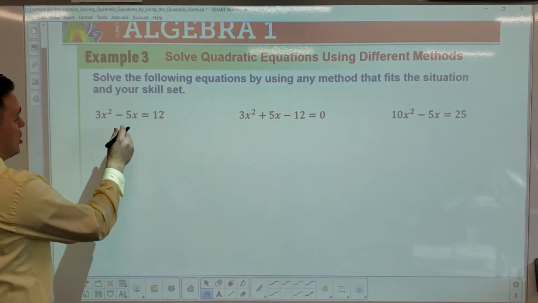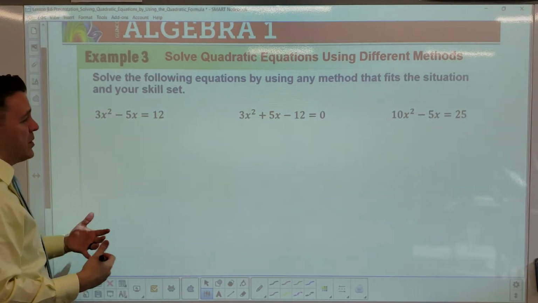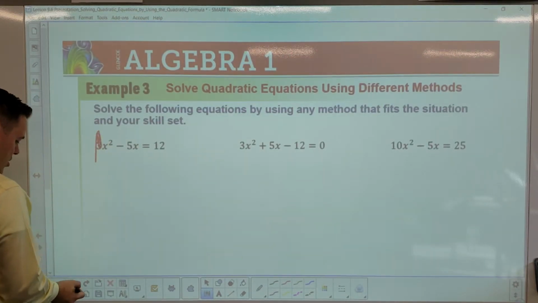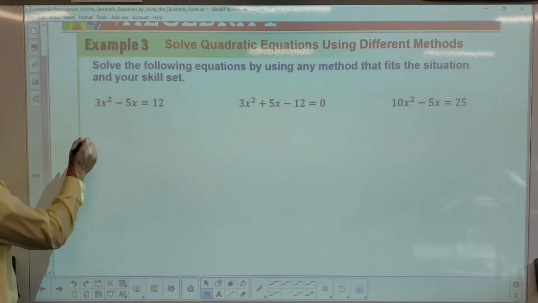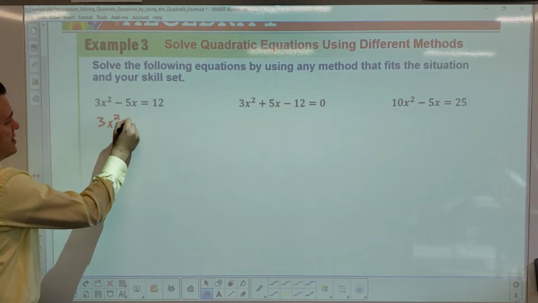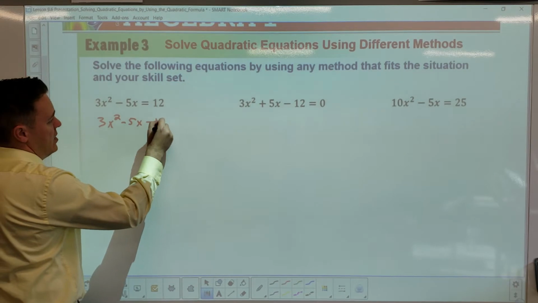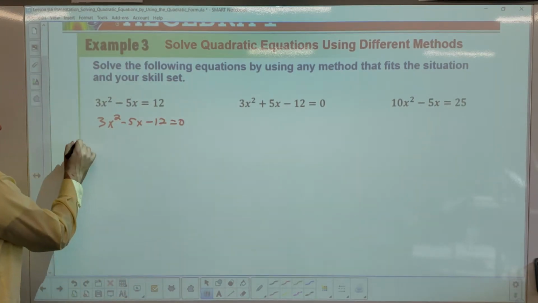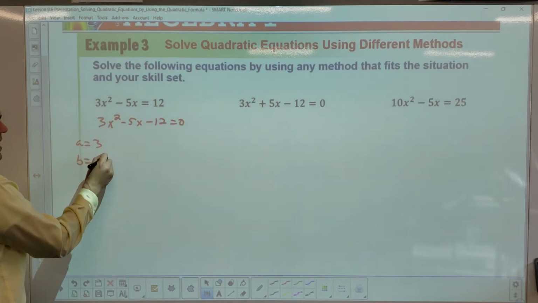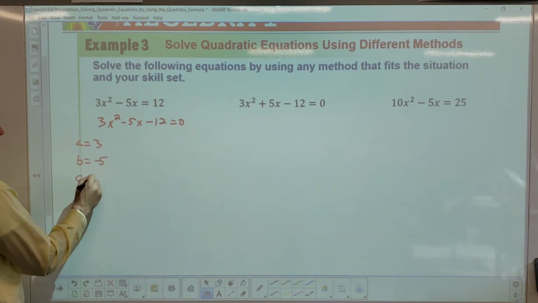All right, so this first one right here, I could probably factor it, but I'm just going to use the quadratic method. So knowing that, this first one here, I'm just going to use the quadratic, so it'd be 3x squared minus 5x minus 12 equals 0. Okay, so my A is going to be 3, my B is going to be negative 5, my C is going to be negative 12.